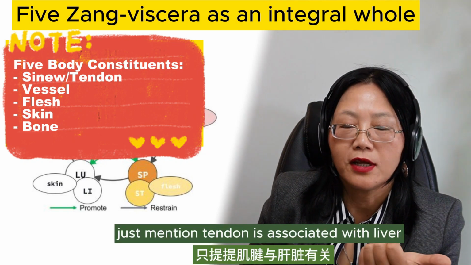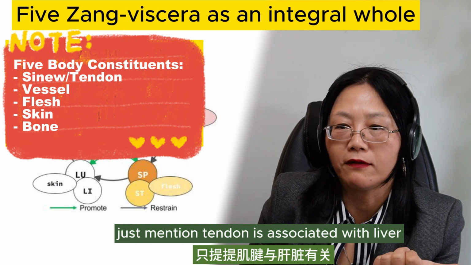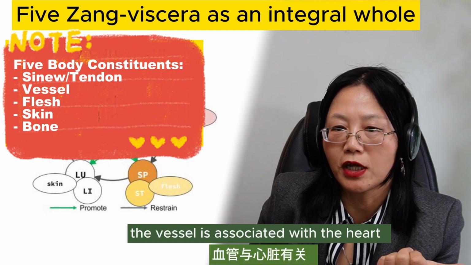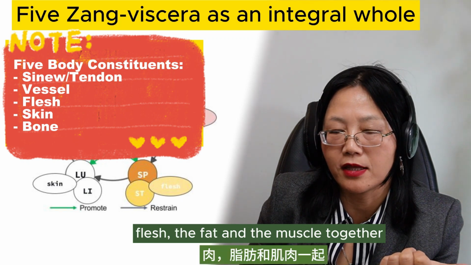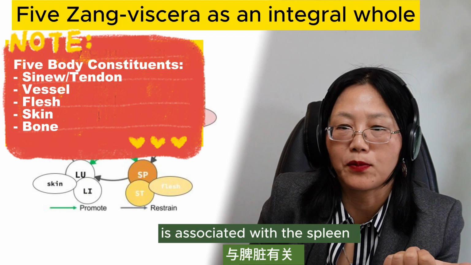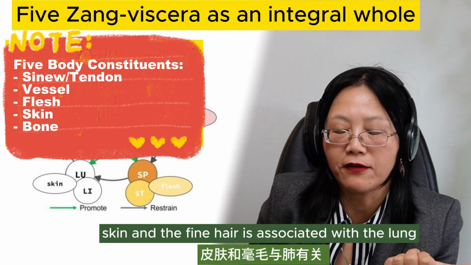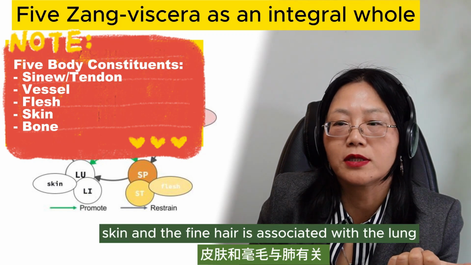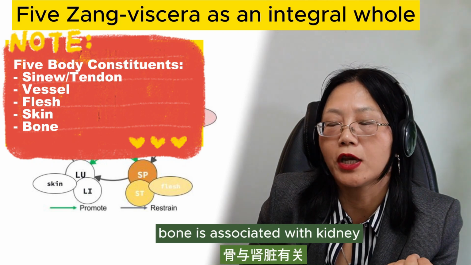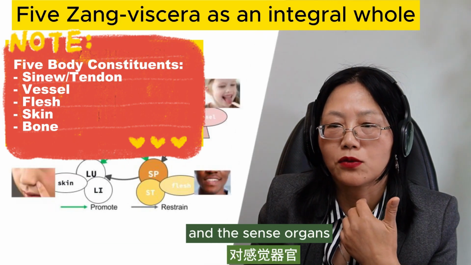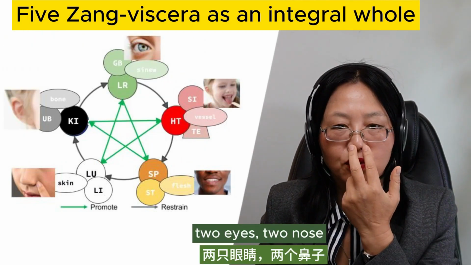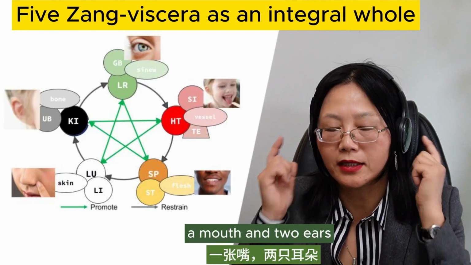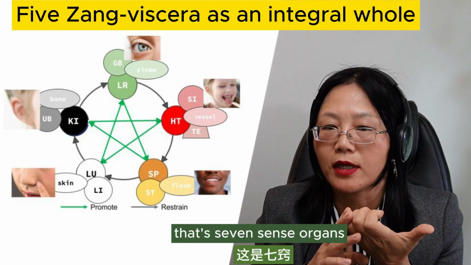Here, just mentioned, tendon is associated with the liver, the vessel with the heart, flesh, the fat and the muscle together, with the spleen, and skin and the fine hair with the lung, bone with the kidney. And the sense organs, we know there are 7 sense organs on the face: 2 eyes, 2 nostrils, mouth, and 2 ears. That's 7 sense organs.